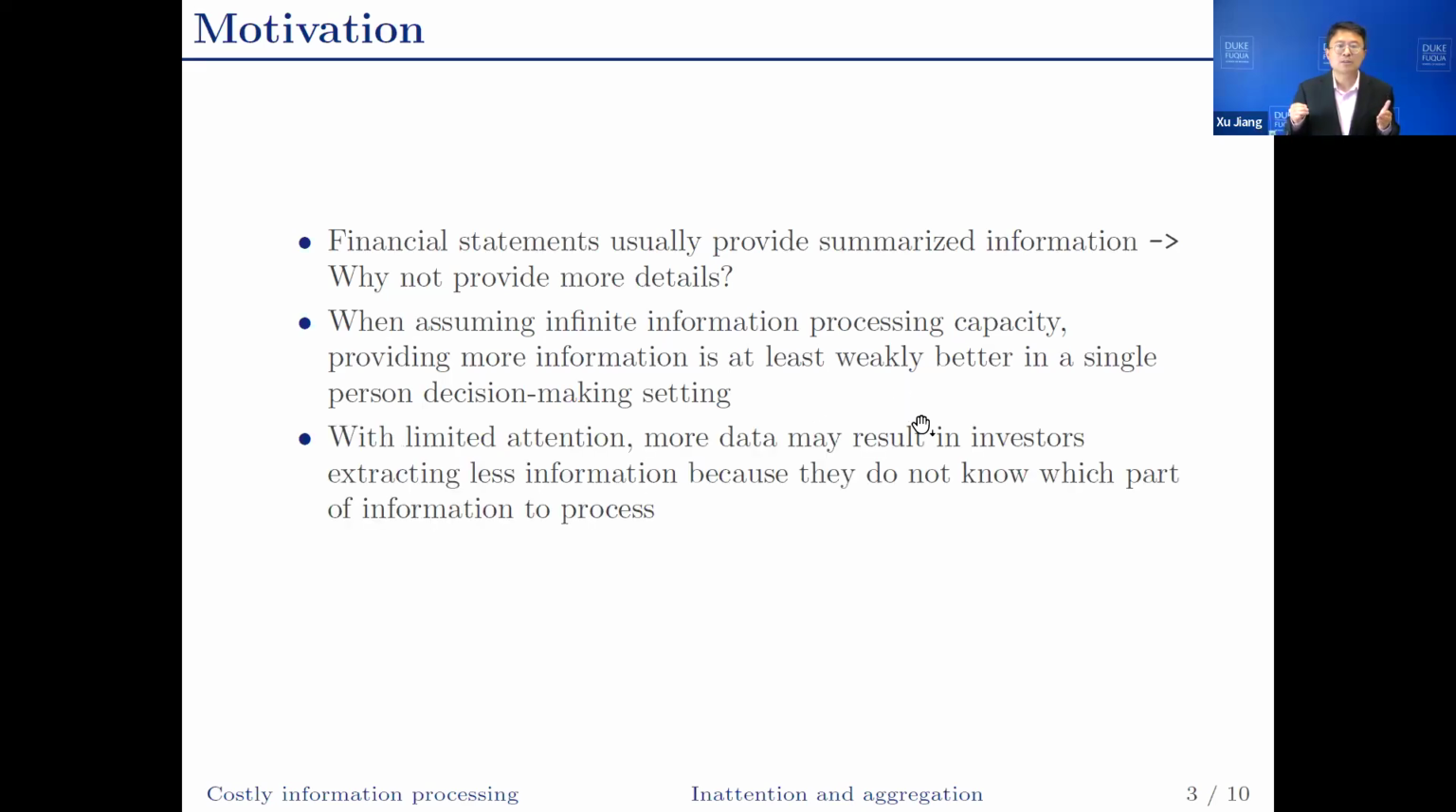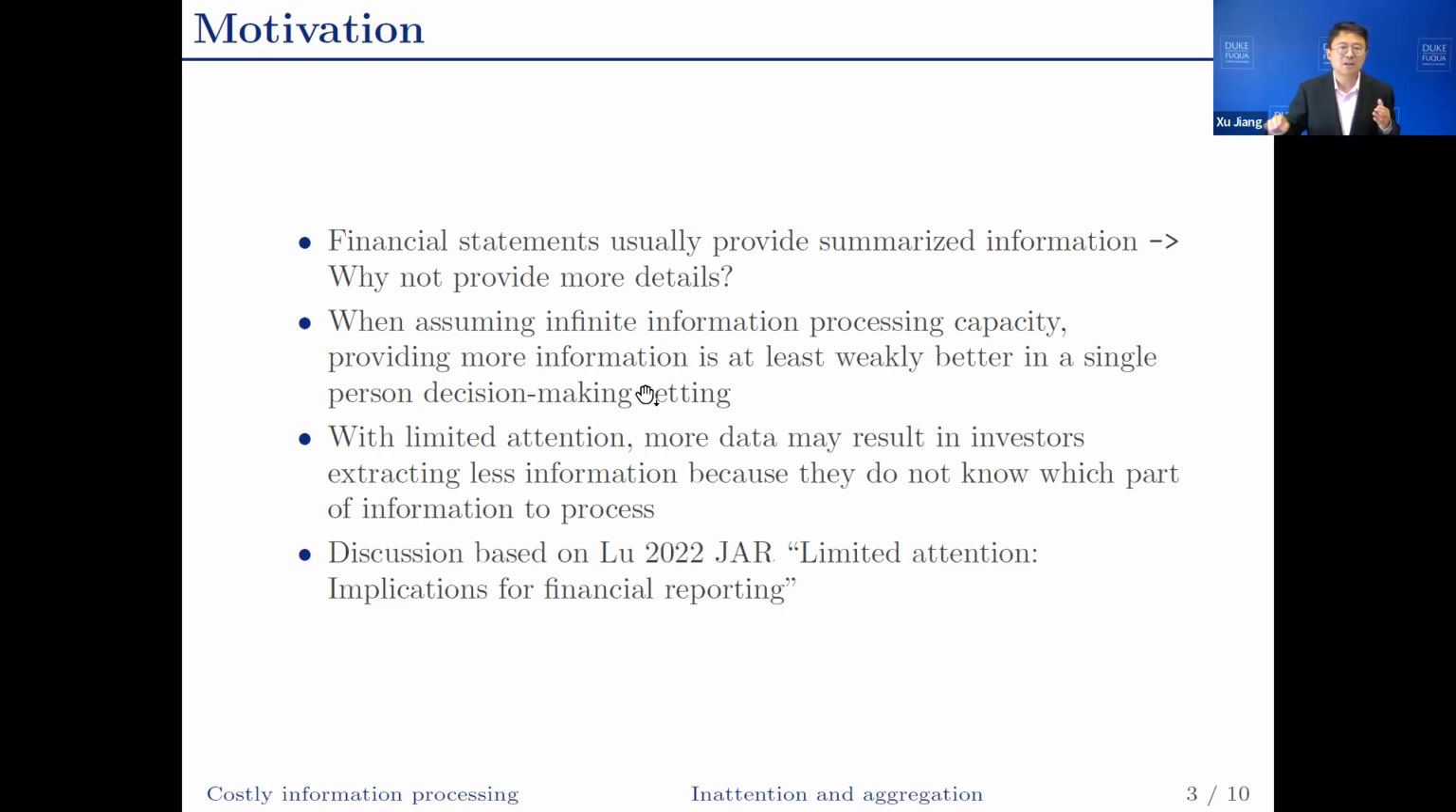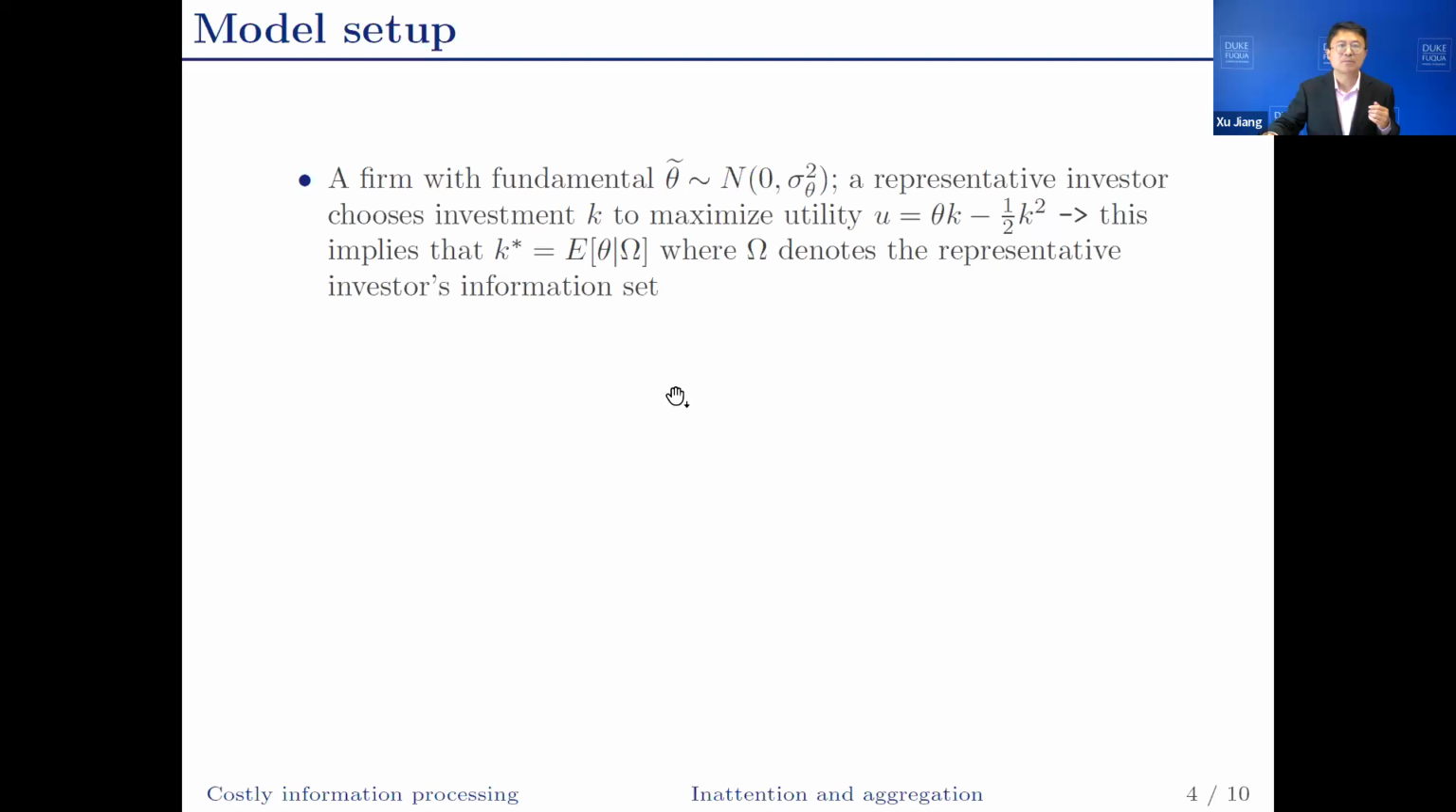However, with limited attention, more information may actually result in investors being worse off, because they would extract less information. The reason is they do not know which part of the information to process when you give them too much information, and they have limited information processing capacity. The discussion is based on the Lu 2022 JAR paper.